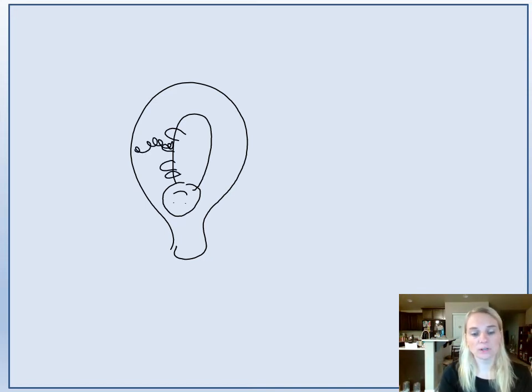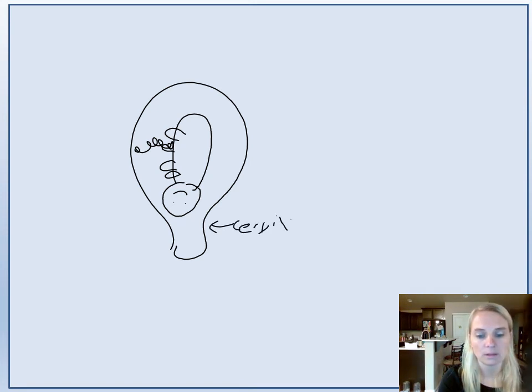In the uterus, this area here is called the cervix. There's my cat's tail. You'll see my cats visiting my lecture videos, so just get used to it.